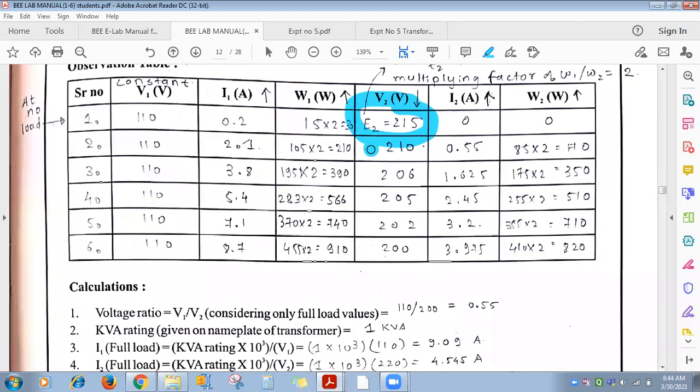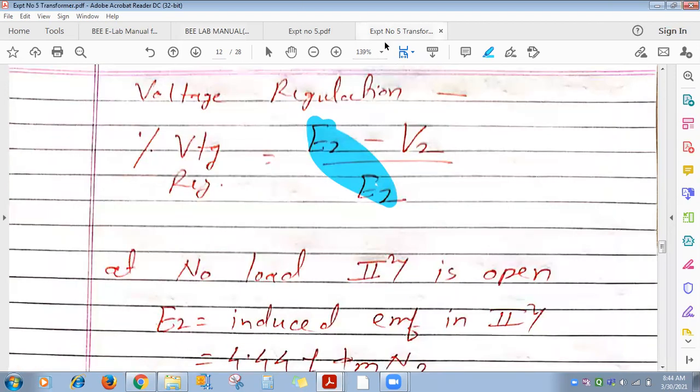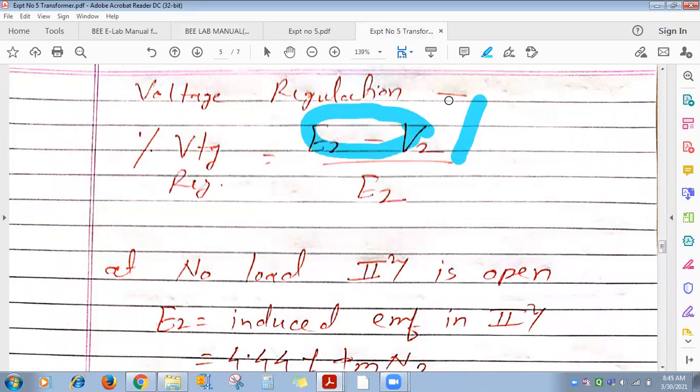Okay, but in the transformer what is happening? See, as you increase the load, 2, 4, 6, 8 and 10 lamps, is the voltage across it constant or does it go on decreasing? Decreasing. This is not expected. What is expected? Voltage across load should remain constant. Means this change in voltage, the numerator, should be 0%. Means what is the ideal value of voltage regulation? 0%.